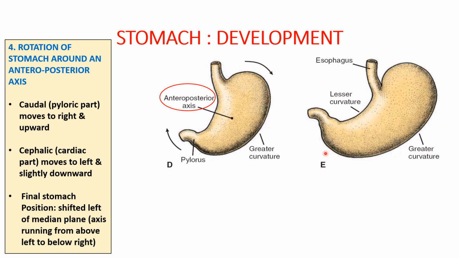And because of this rotation, the final position of the stomach is acquired, with its axis now shifted to the left, running from above, from the left side, to below, to the right side. So this final rotation now brings the stomach into its final position.